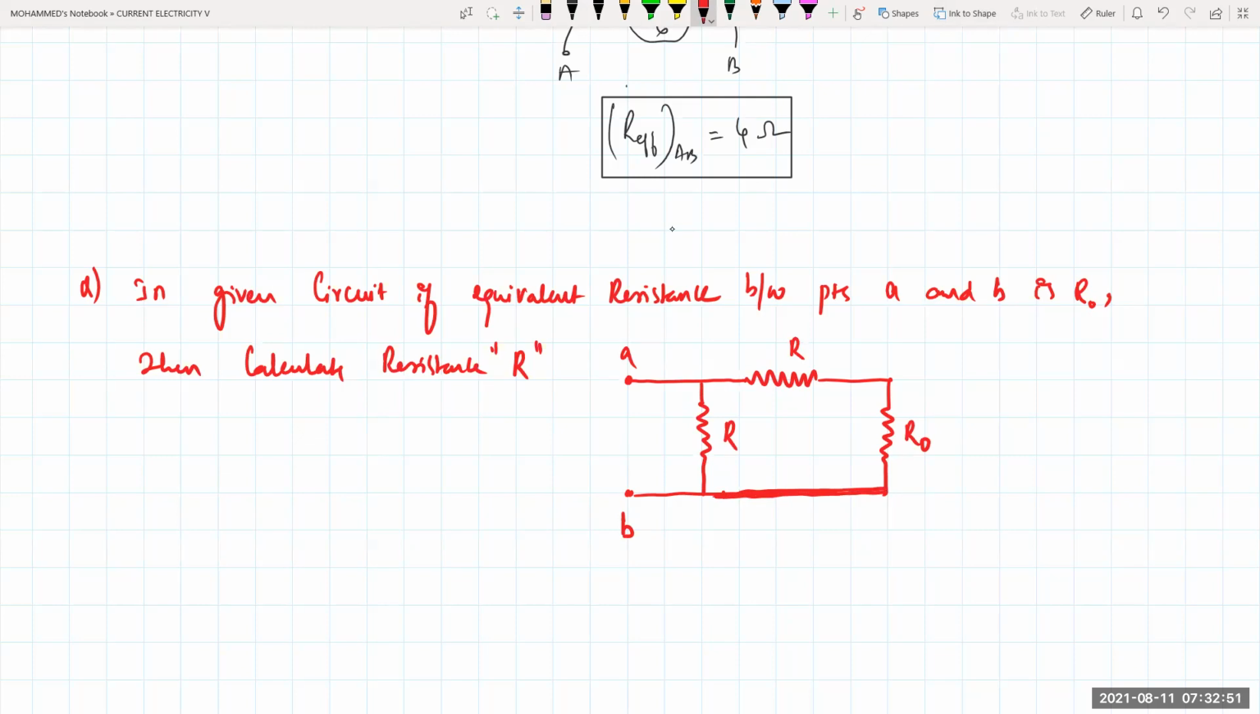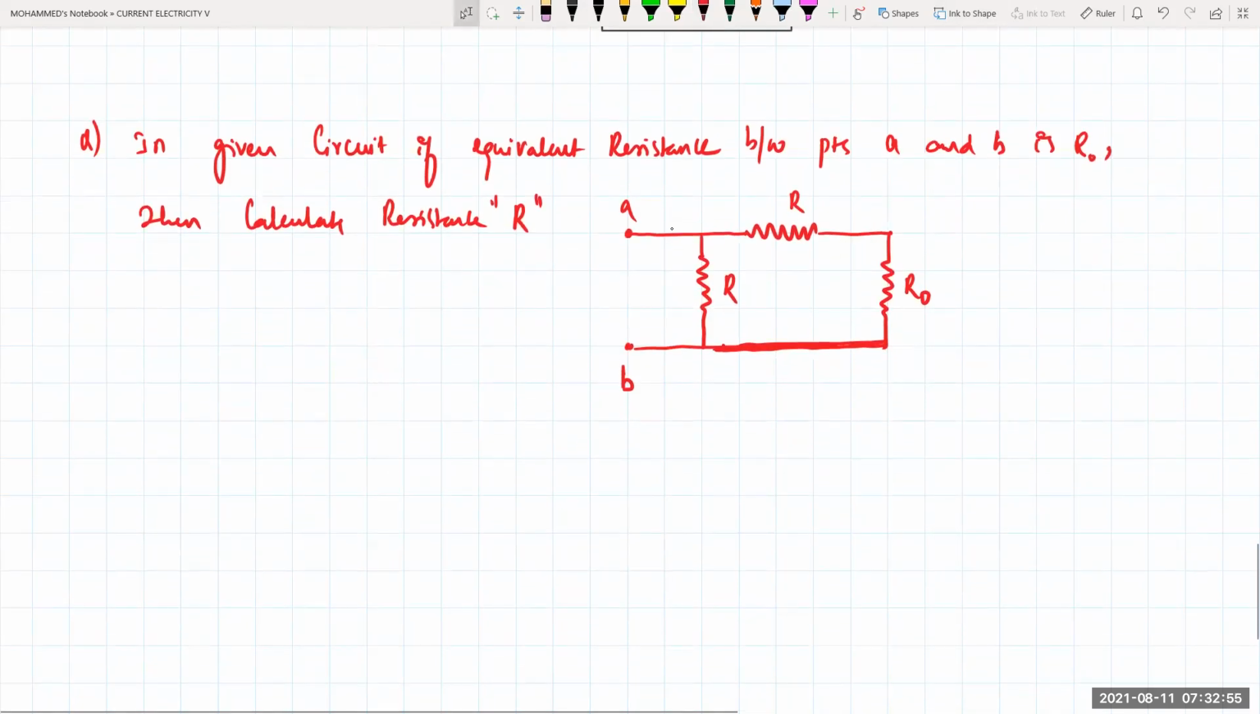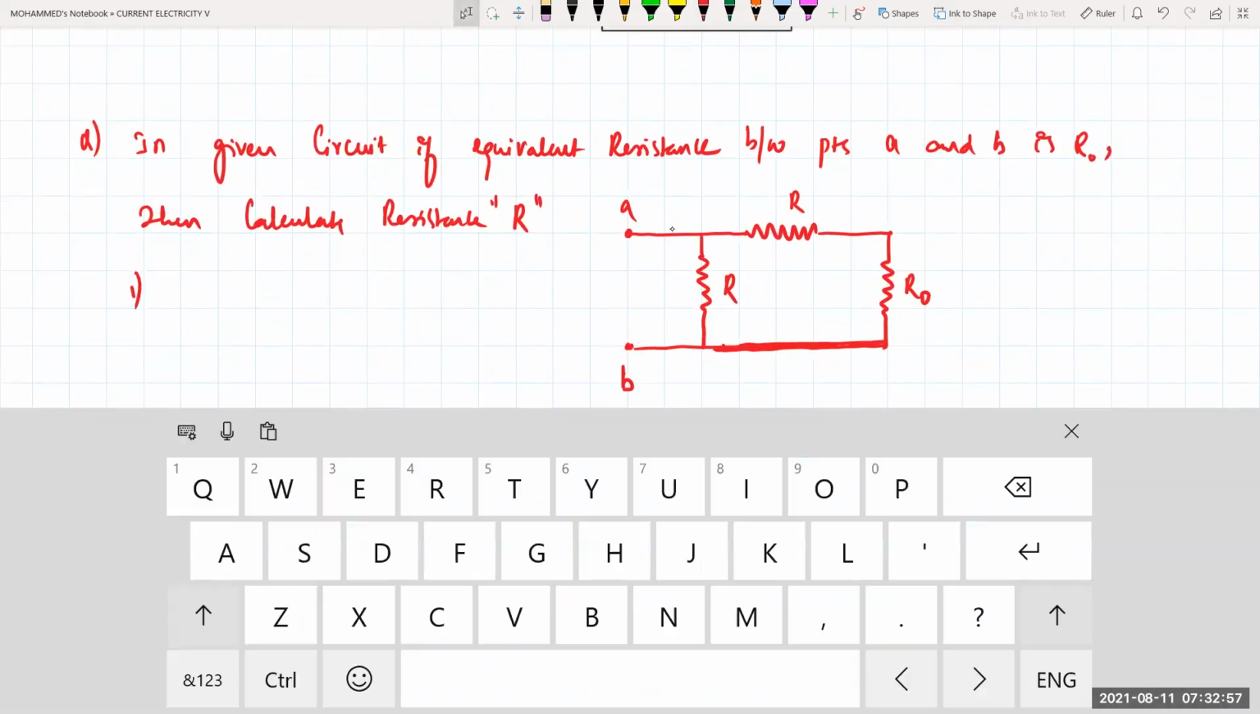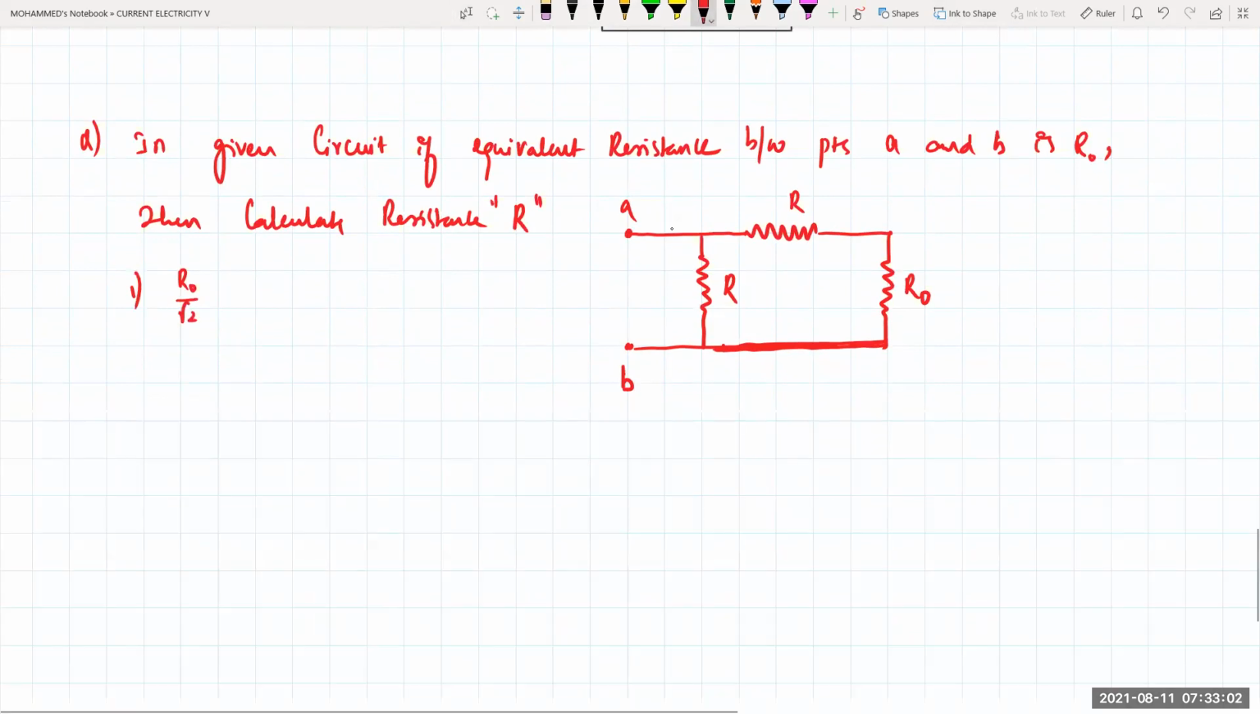Can anyone try it? I will give the options for this one. First option is R0 by root 2. Second option is R0 by 2. Third option is R0 by 3. And fourth option is R0 by root 3.